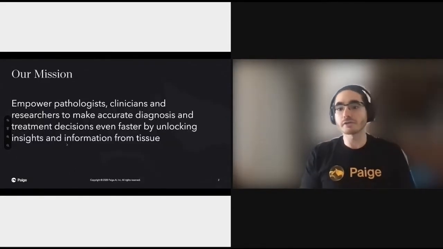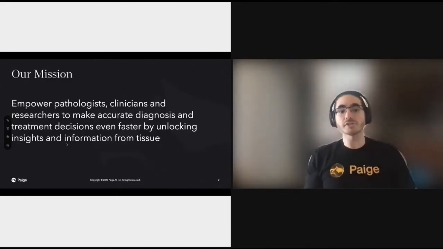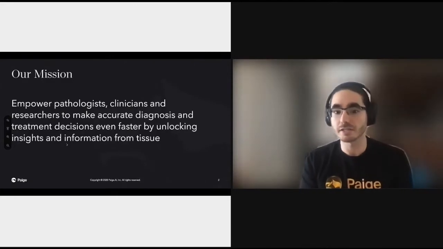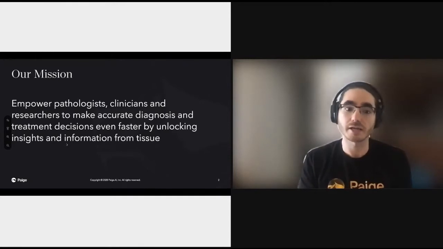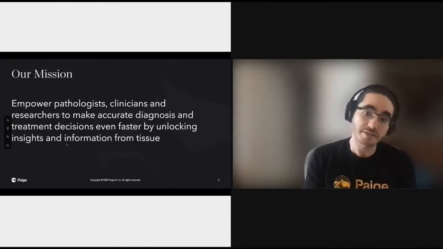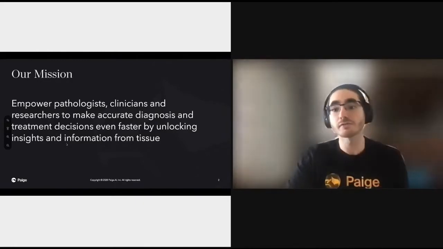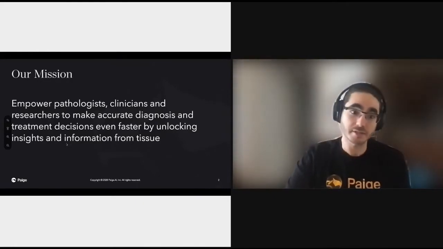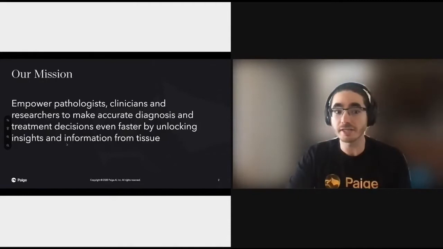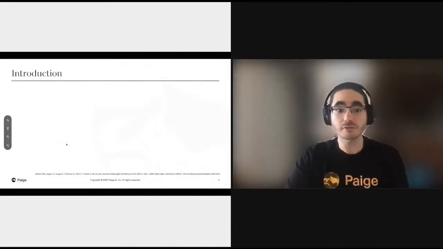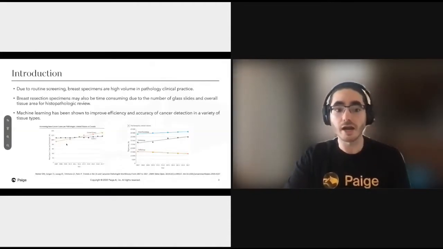All right, I would like to start with our mission. Our mission is basically to empower pathologists, clinicians, and researchers to make accurate diagnosis and treatment decisions even faster by unlocking insights and information from the tissue. Now, one question that we can ask here is basically, do pathologists need empowering? And it turns out the answer is yes.